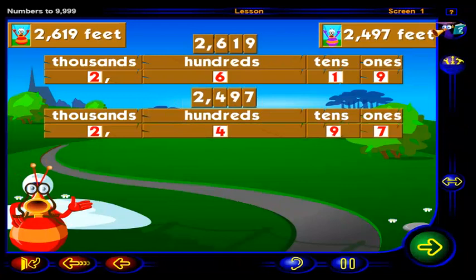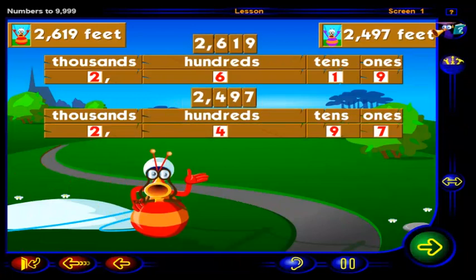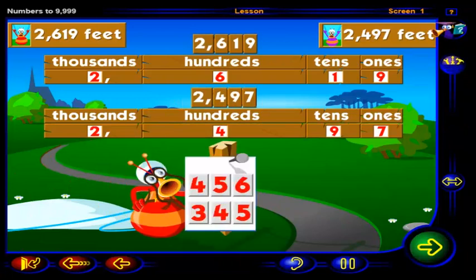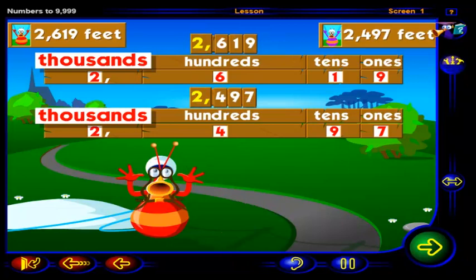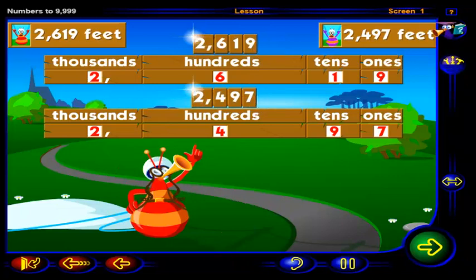Now that we know the value of each place in these numbers, we can compare them. To compare two 3-digit numbers, we look at the digits that lie in the place farthest to the left. To compare these 4-digit numbers, we also look at the place farthest to the left, which is the thousands place. But wait! The digit in the thousands place of these numbers is the same. 2. So that doesn't help. To compare these numbers, we'll have to look at the digits in a different place.